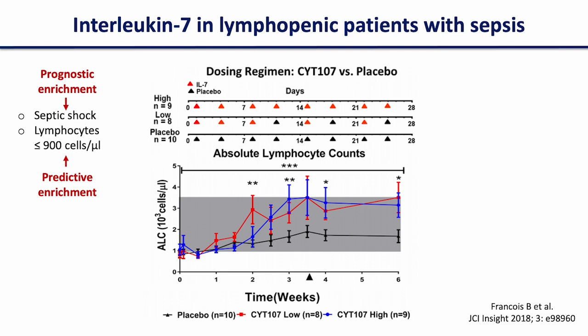There was also a nice readout in this trial. In the lower part, you see the red curves and the blue curves showing that IL-7 administration was associated with an increase in lymphocyte counts in patients with lymphocytopenia, and this was also associated, not shown on this slide, with an improvement of lymphocyte functions.